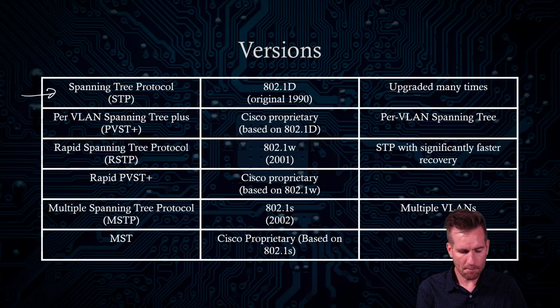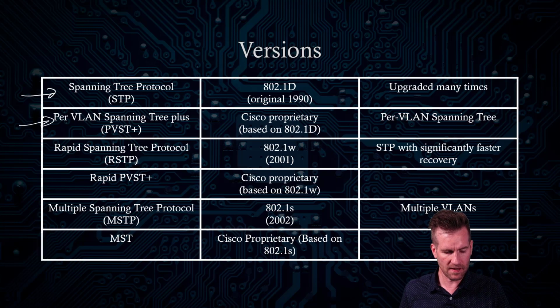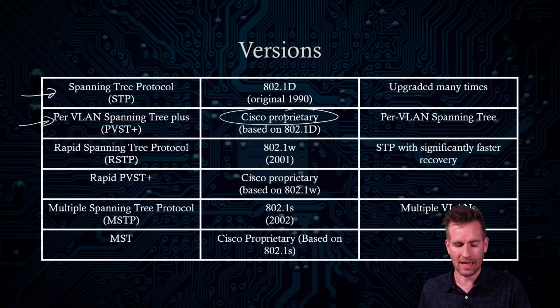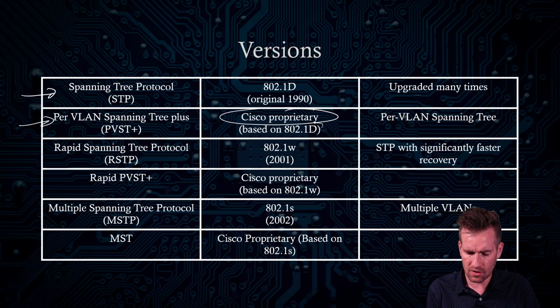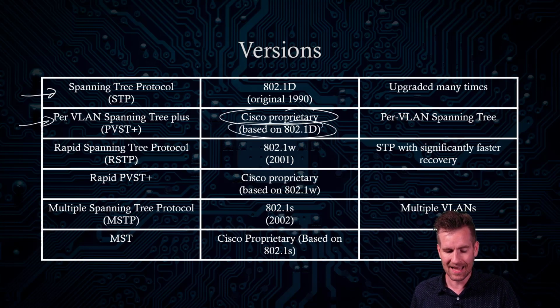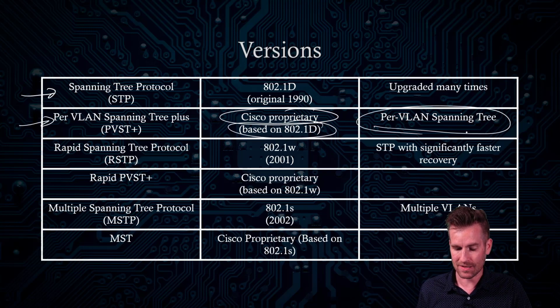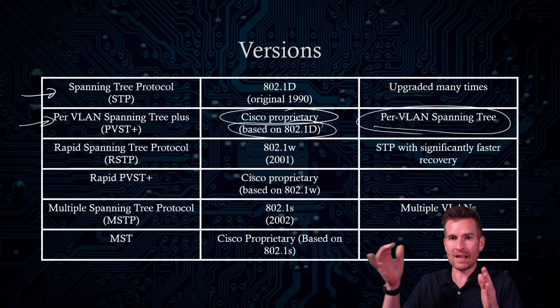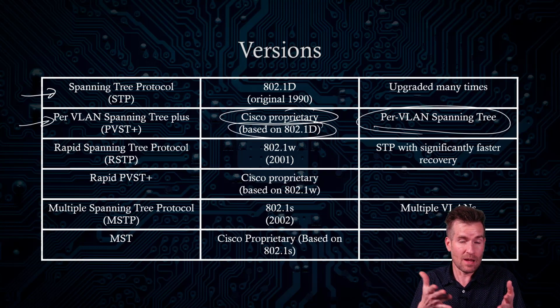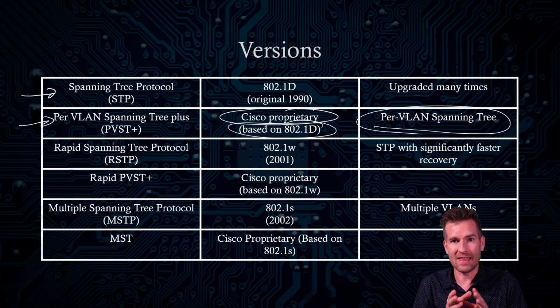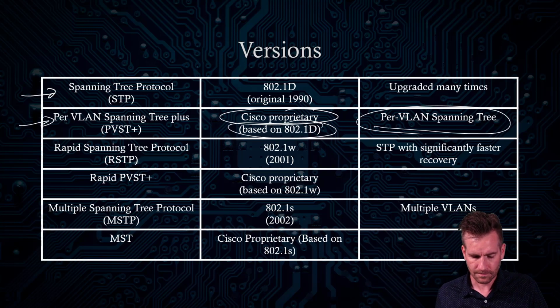Then we get into per-VLAN spanning tree protocol, or PVST, or later on PVST plus. This is Cisco proprietary, so Cisco developed it. It was based off of that original spanning tree protocol, the 802.1D, but it had some additional functionalities. One of the ones it really had was per-VLAN. You were able to allow different VLANs to have different ways that they would direct traffic. This allowed you to do some sort of load balancing where you would send traffic from some VLANs one direction and traffic from another VLAN another direction.